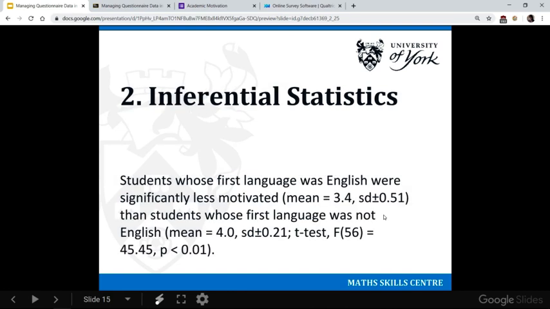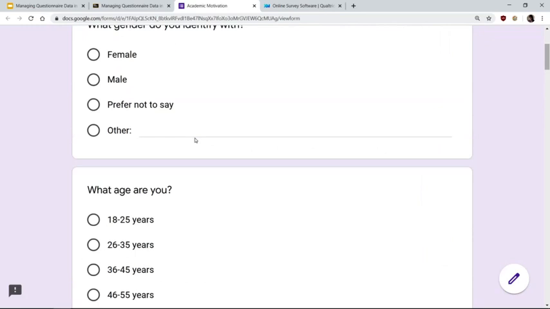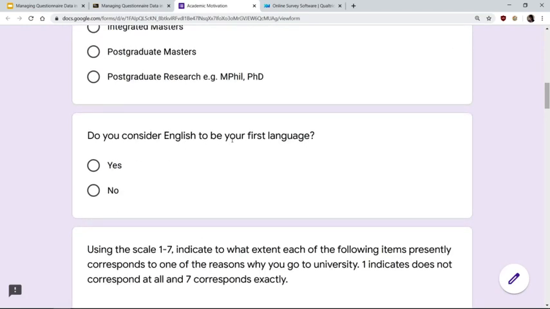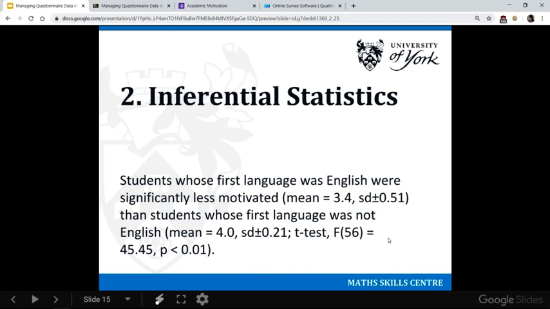But we could take a second measurement from that questionnaire. We asked people in the academic motivation questionnaire if their first language, here we go, do you consider English to be your first language, yes or no? So we can use that question along with the measurement of academic motivation, and we can compare the mean of people whose first language is English with the mean of people whose first language is not English. And we can put that into an inferential stats test, a t-test, and then report the p-value to say whether or not there's a difference.